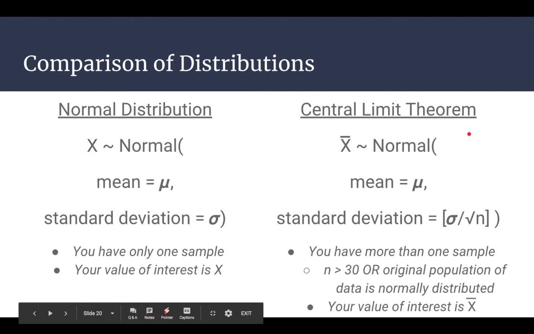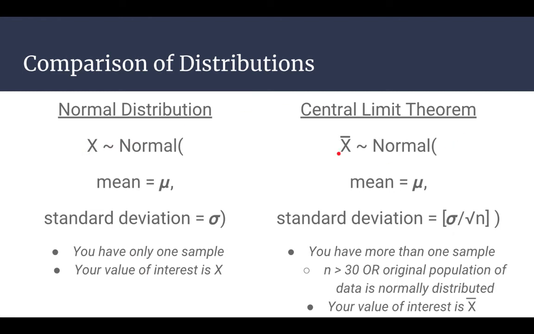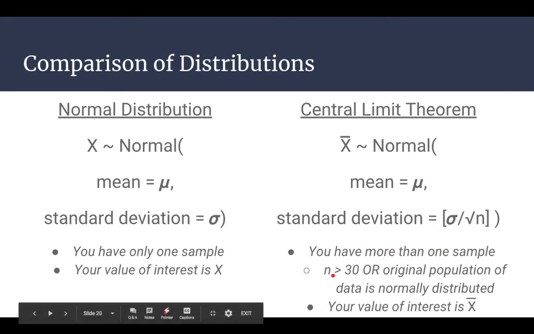But when we're looking at the central limit theorem, you expect your distribution of means, your x bar, to be normally distributed with mean mu and standard deviation sigma divided by the square root of n. Yes, this sigma is your population standard deviation. However, when we're looking at x bar, the standard deviation of x bar is sigma divided by the square root of n, that entire quantity. So you have to have more than one sample where your sample size is greater than 30 or your original population of data is normally distributed. And in this case, your value of interest is x bar.